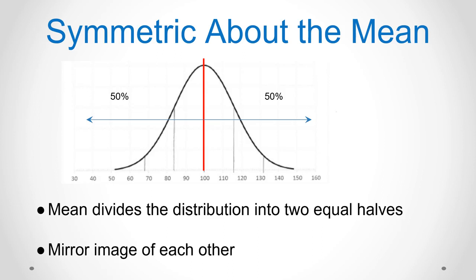So let's review the first characteristic of normal curves. They are symmetric around their mean. What does this mean? Well, the mean divides the distribution into 2 equal halves. The halves are mirror images of each other. If you fold a normal curve in half, both sides of the curve would overlap. This means that what happens on one side of the curve is the same that would happen on the other side.